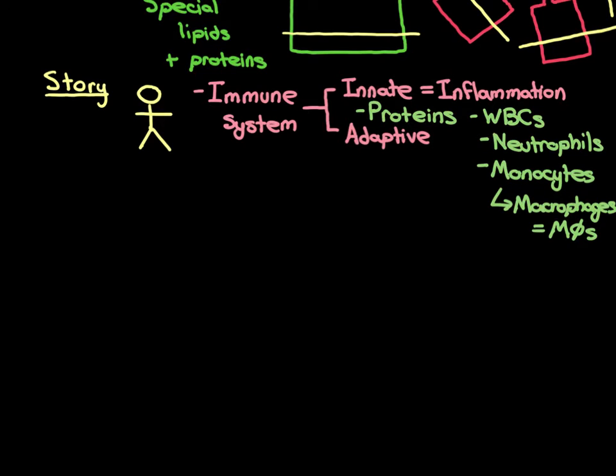So let's talk about what cells are involved in the adaptive immune response. The adaptive immune system consists of two major types of cells, namely T cells and B cells. And you have a huge number of T cells and B cells within your body. I should say, just going back to the cells of the innate immune system, neutrophils and monocytes, you have a huge number of these in your body as well.